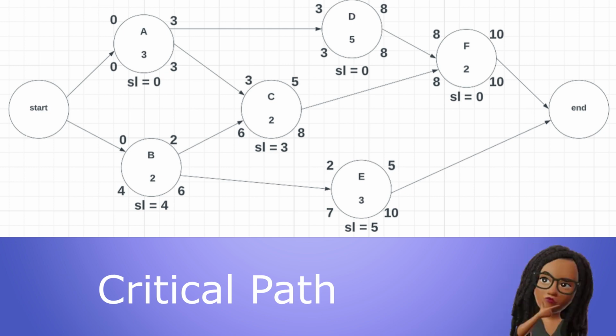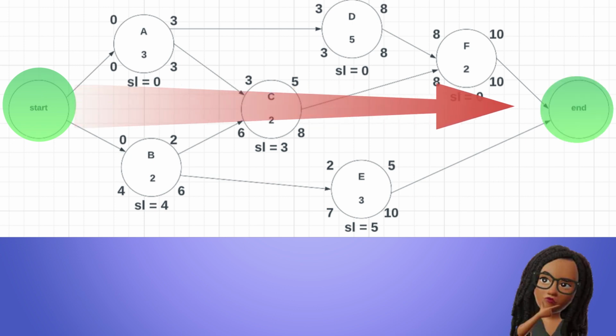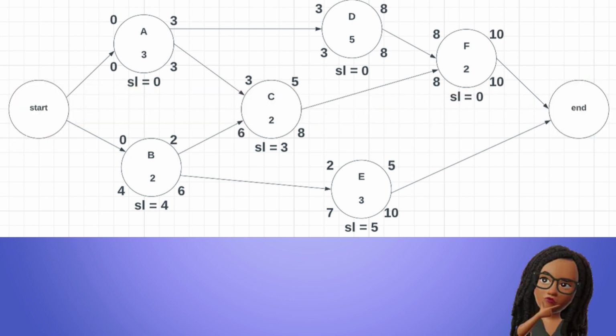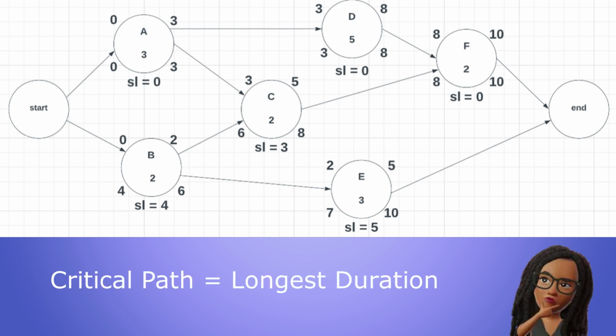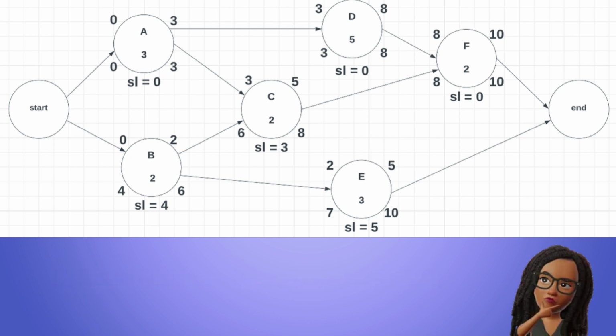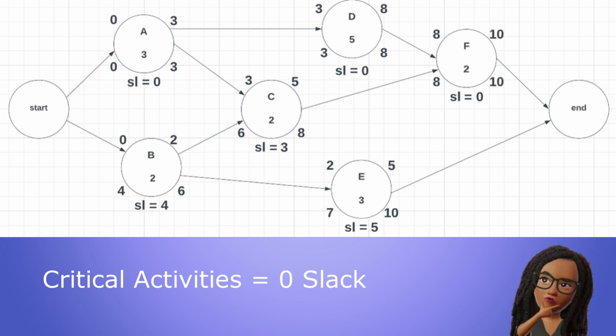A path is a series of activities that connect the start node to the end node in the network diagram. The critical path is the path in the network with the longest duration. It determines the length of the project. The activities on this path, known as the critical activities, all have a slack value of 0. This means that if any of the activities along the critical path is delayed, the whole project will be delayed.